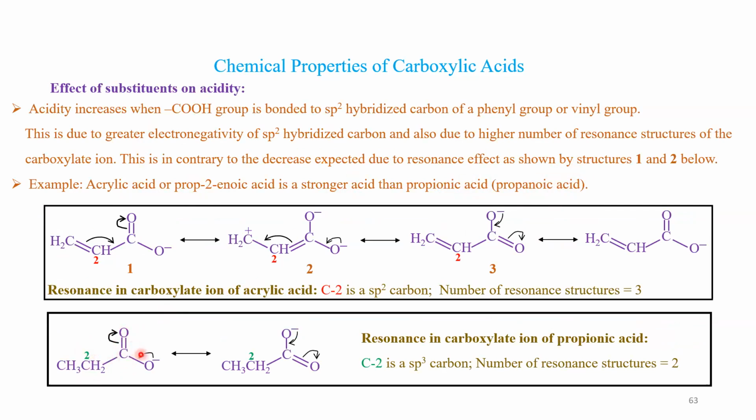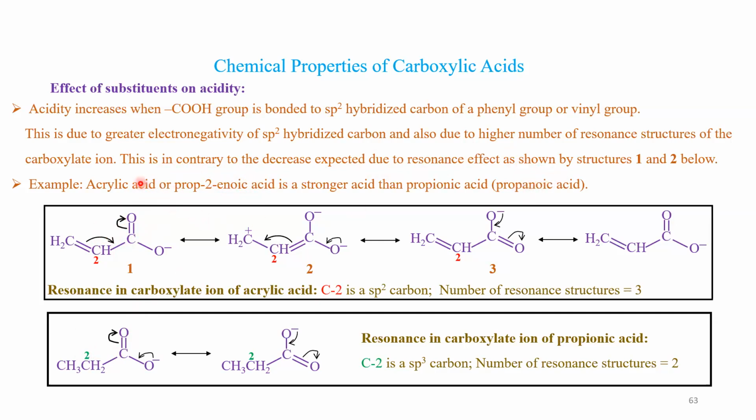Carboxylate of propanoic acid is shown over here. Here, carboxylate of acrylic acid or prop-2-enoic acid is shown over here. So in prop-2-enoic acid, the COOH group is attached to an sp2 carbon, whereas in propanoic acid, the COOH group is attached to an sp3 carbon. We know sp2 carbon is more electronegative than sp3 carbon. So prop-2-enoic acid will be a stronger acid than propanoic acid.